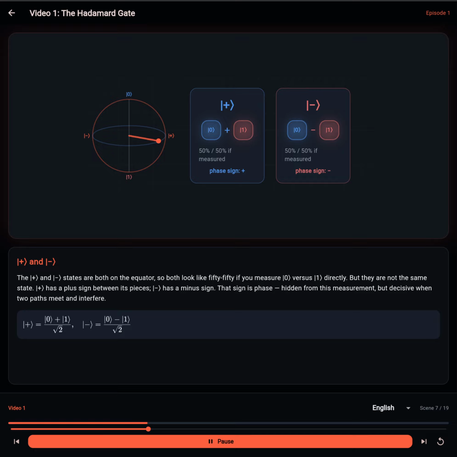The plus and minus states are both on the equator, so both look like 50-50 if you measure 0 versus 1 directly. But they are not the same state. Plus has a plus sign between its pieces. Minus has a minus sign. That sign is phase, hidden from this measurement, but decisive when two paths meet and interfere.